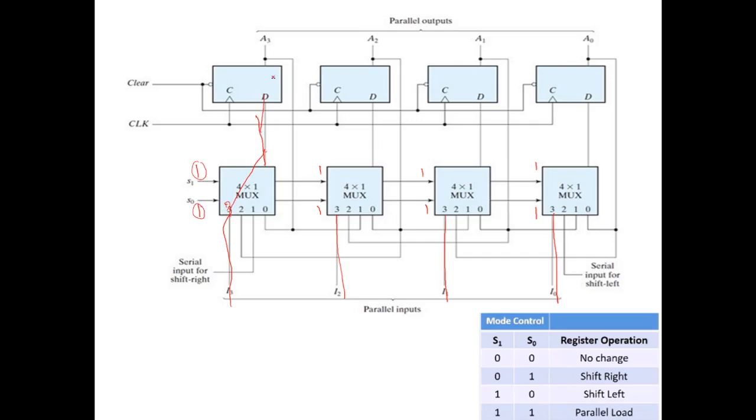Here the output A3 equals I3, and then I2, because I2 is connected to the fourth input of the multiplexer. So it is I2, then I1, and then I0. When the selecting inputs are 1 1, it acts as a parallel in, parallel out shift register. That is the universal shift register.